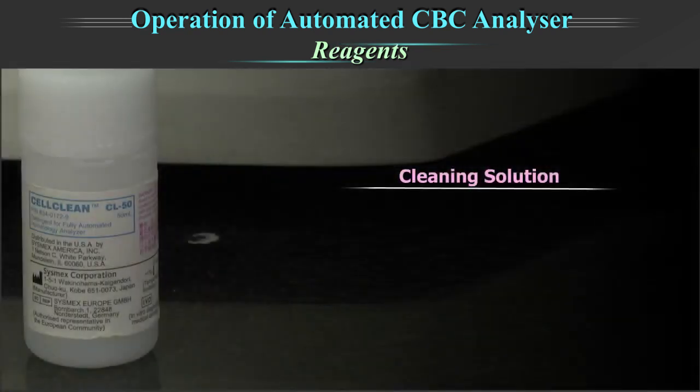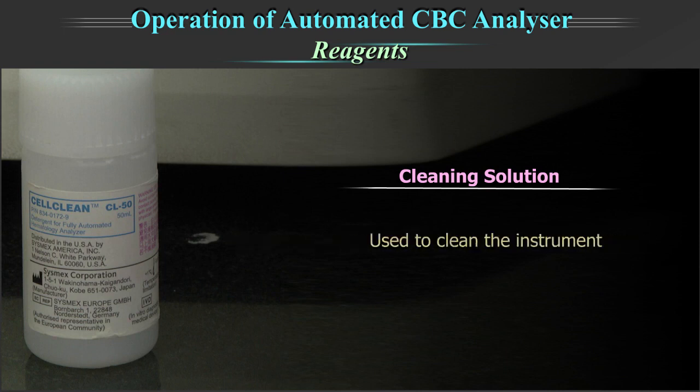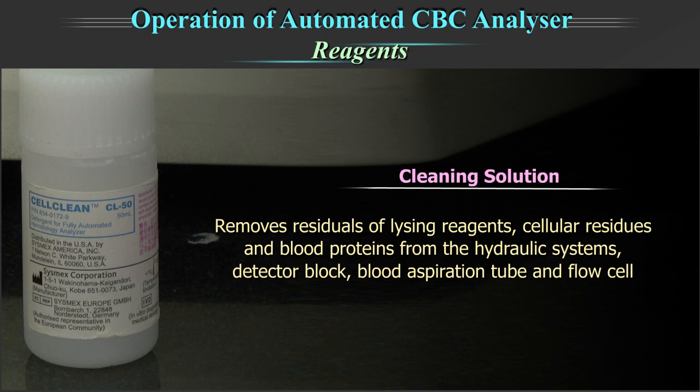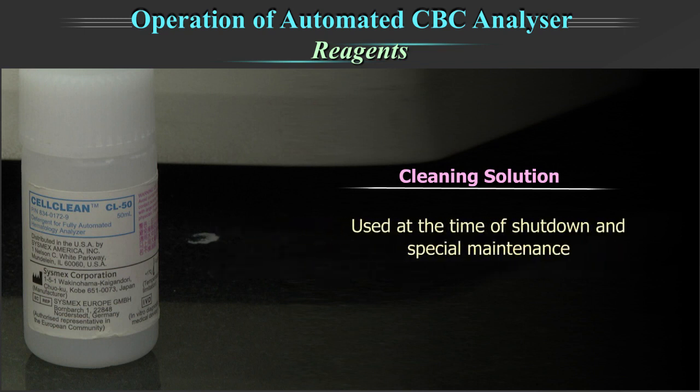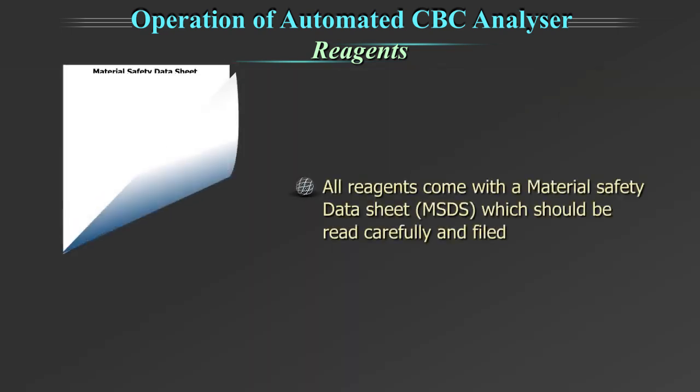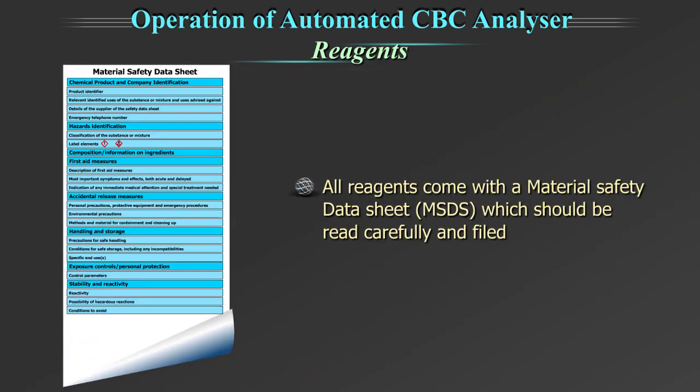Cleaning solution, for example, Cellclean. It is used to clean the instrument. It removes residuals of lysing reagent, cellular residues, and blood proteins from the hydraulic systems, detector block, aspiration tube, and flow cell. It is used at the time of shutdown and special maintenance. All reagents come with a Material Safety Data Sheet or the MSDS sheet, which should be read carefully and filed.